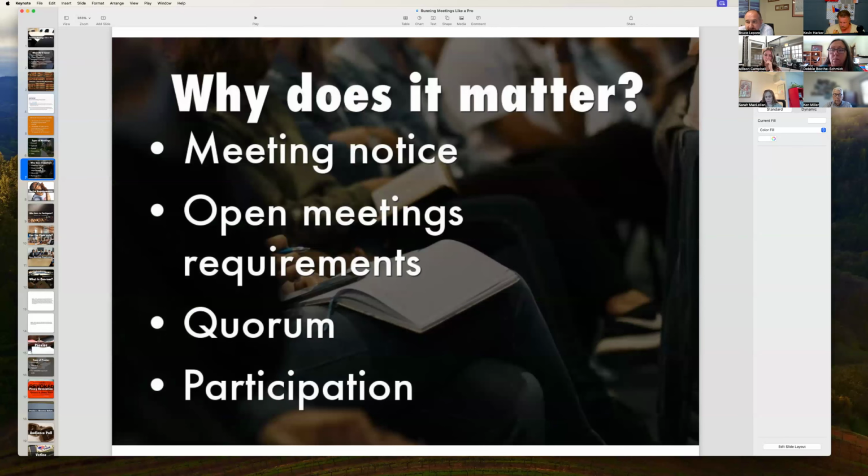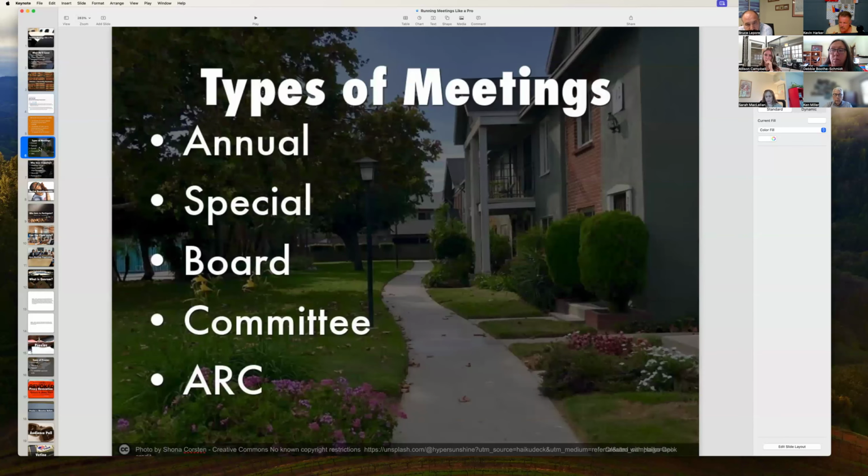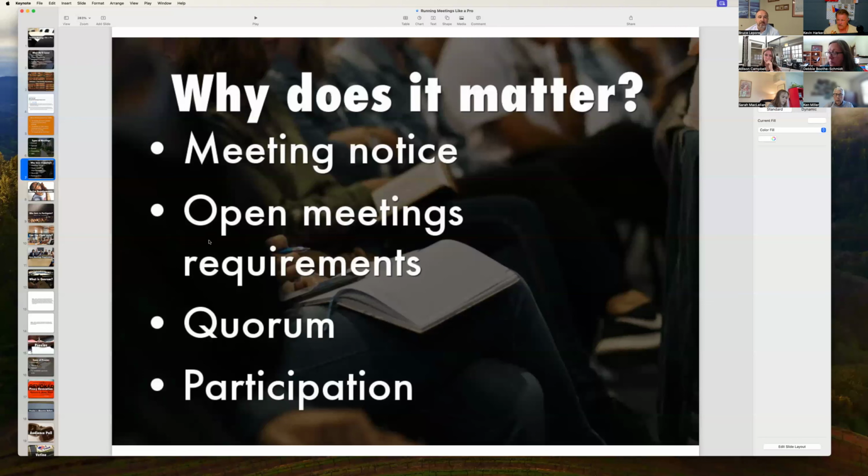Now, why does it matter? The notice is going to be very different. For an annual meeting, most of your documents require notice to be sent not more than 50 and not less than 10 days. But for board meetings, most of your documents say at least 3 days or 72 hours notice. For special meetings, it could be very different, often similar to the annual meeting notice requirements. And for some meetings, like committee meetings, often there are no notice requirements at all.